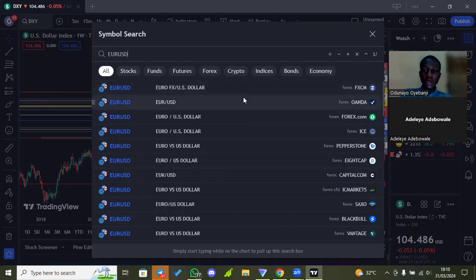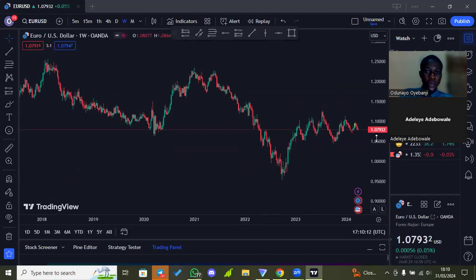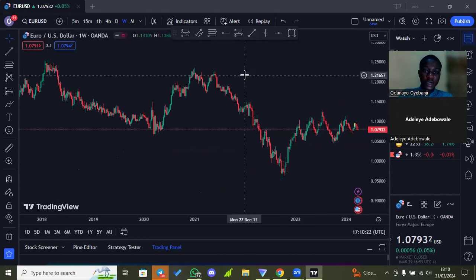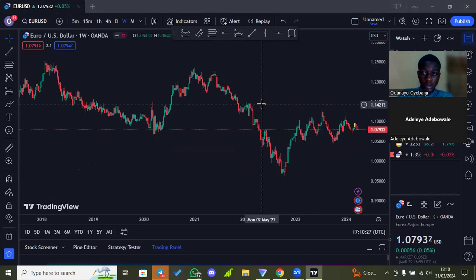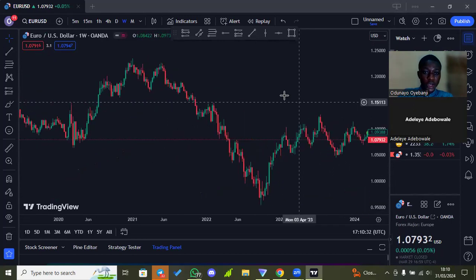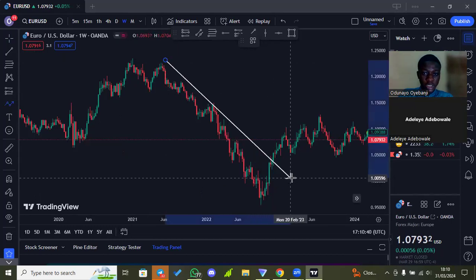Under a trending market, we have two types: an uptrending market and a downtrending market. From what you can see on the screen, can you see the screen? Yes. Okay, good. So this is a typical example of a downtrending market.